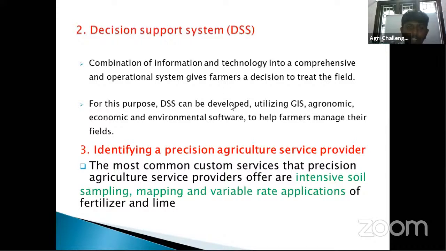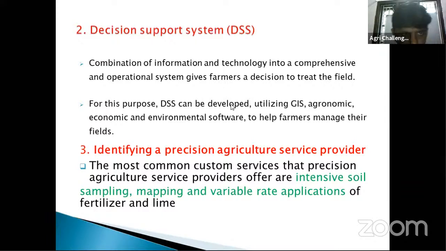Then that system will give the signals to whatever field level VRT system, and that VRT system applies the fertilizers or nutrients or inputs. That is a decision support system. What is your decision? It gives a decision. Whatever your data, it will give a finalized decision. It will support your decision, helps to take a decision. This is a software package.